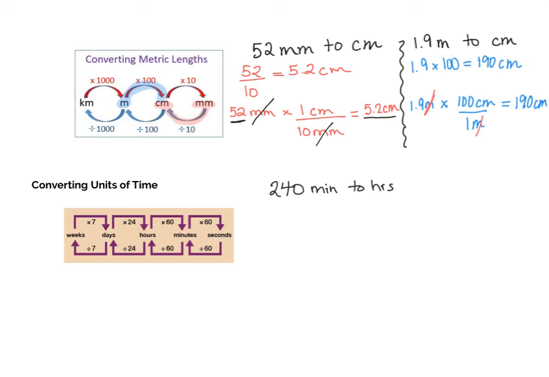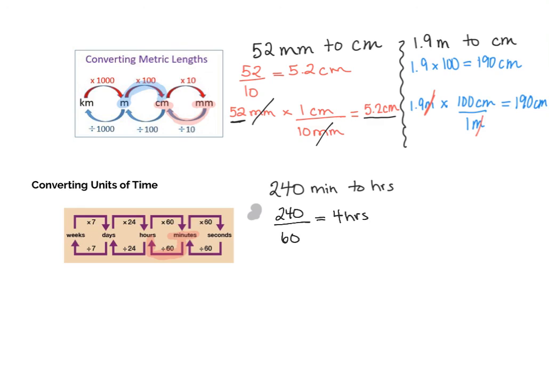Okay, well, if I have minutes, I'm right here. If I have minutes, and I'm trying to get to hours, I'm going to divide by 60. So we would do 240 divided by 60 gives me 4 hours.